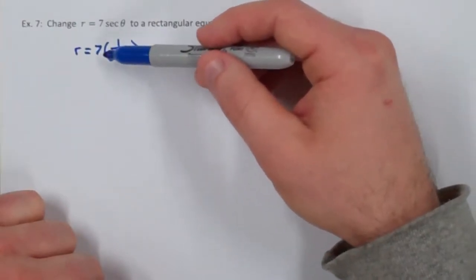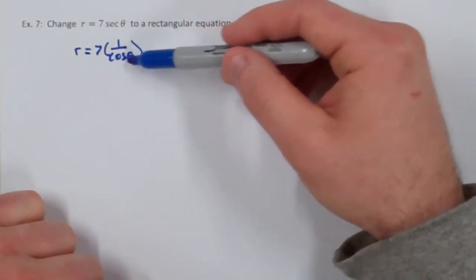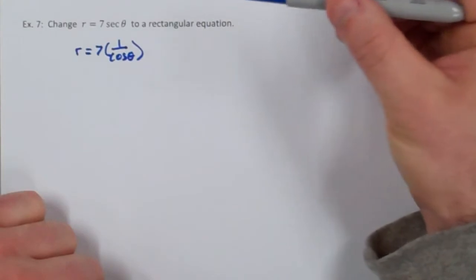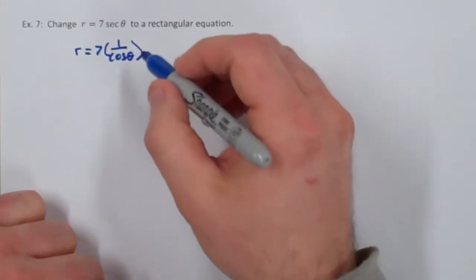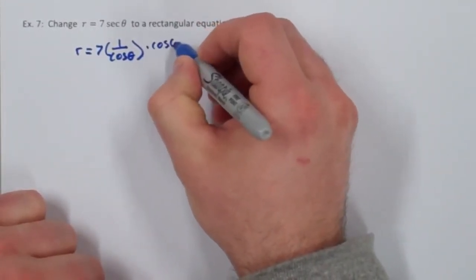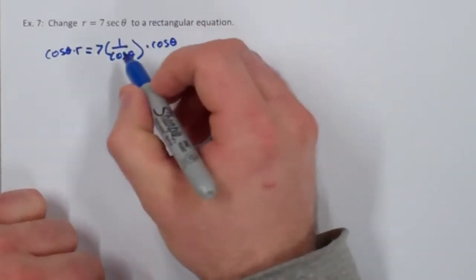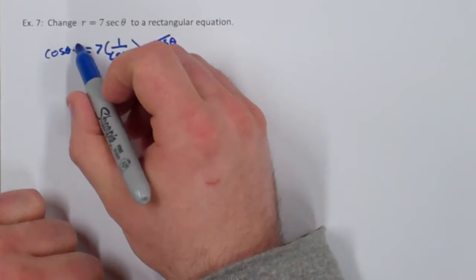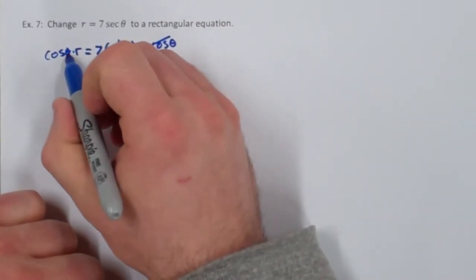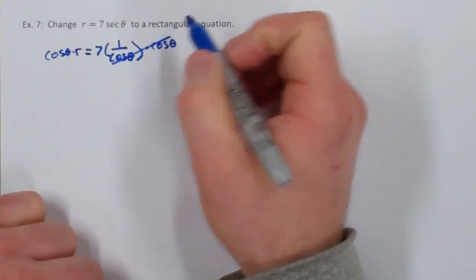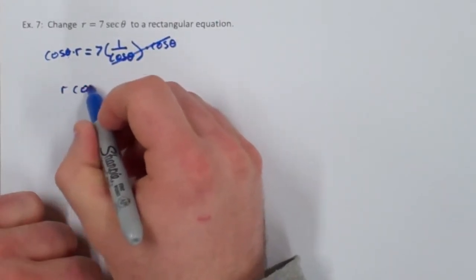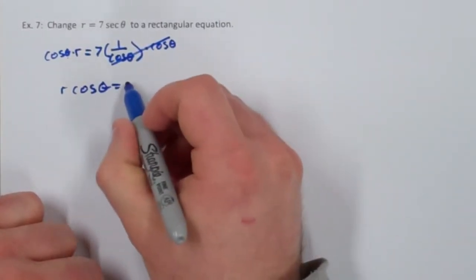We need to get r times cosine theta. You might also divide by r, and that could work. We'd have r cosine theta here. But I think in this case, what I'd like to do is multiply by cosine theta on each side. And these guys would cancel. We're going to bring that r out to the front. It is not supposed to be inside by the cosine theta, so that's r cosine theta is equal to 7.